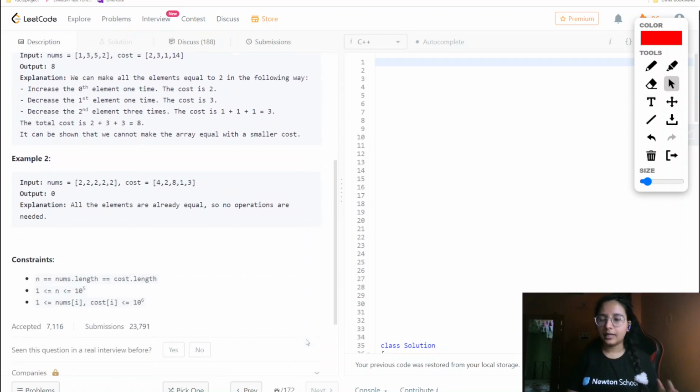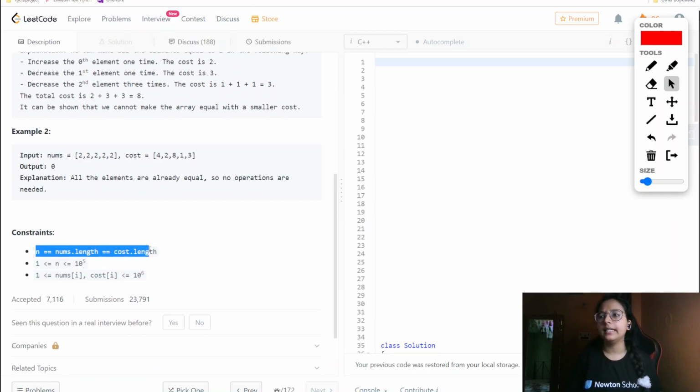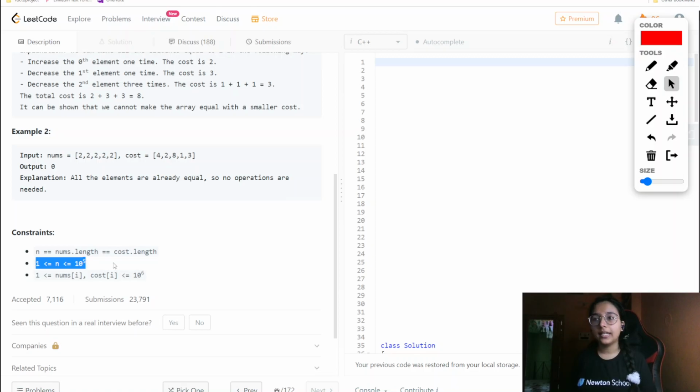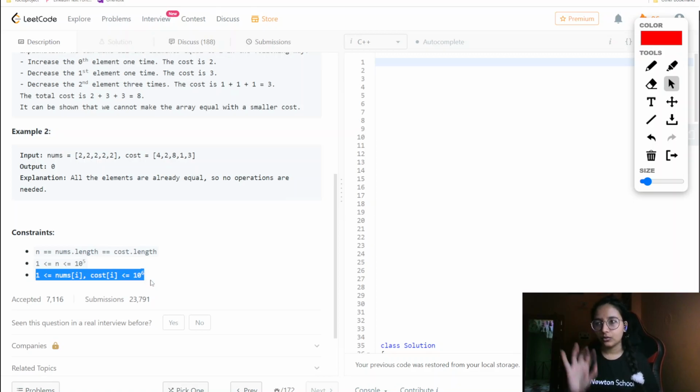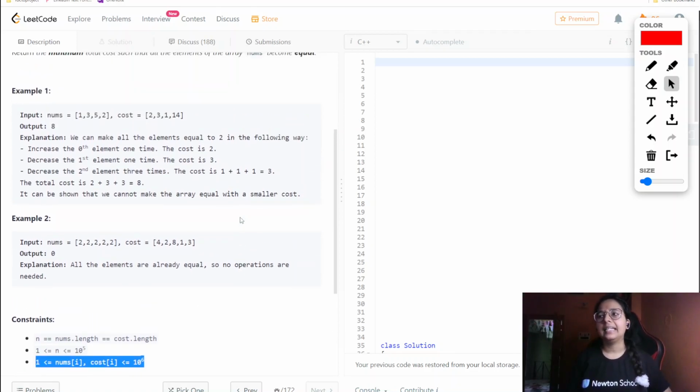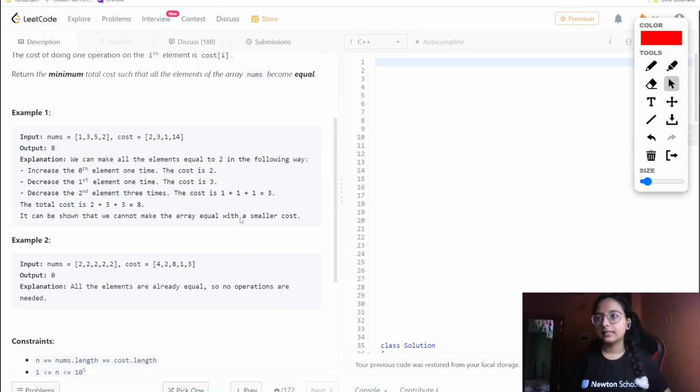Now, before going to this example, let us see the constraints. So basically nums length and cost length are the same. Okay. And n would be 10 raised to power 5. So we can go ahead with an n log n solution or an n solution, not n square. Because if n square then 10 raised to power 10 it would be. And each element can go up to 10 raised to power 6. Basically, if we multiply them, then only there could be an issue in some data type, else there won't be. But let us go with this example and then we'll see.